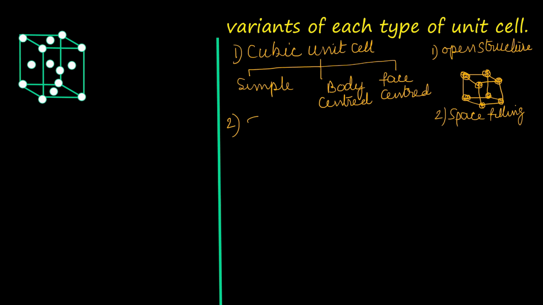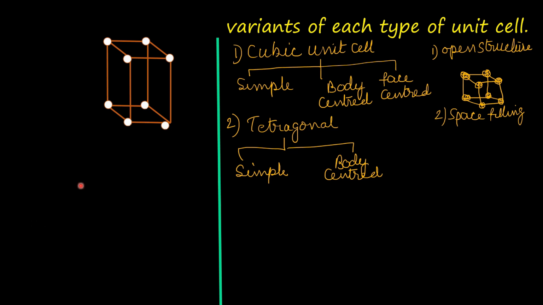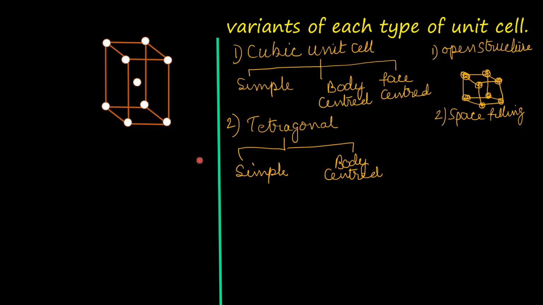Variants of the second type of unit cell, tetragonal. There are 2 types of them. One is simple and the other is body-centered. In the simple type, there are particles only at the corners. This is the body-centered with one additional particle in the center.